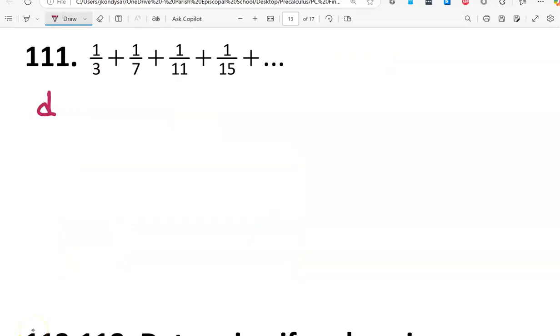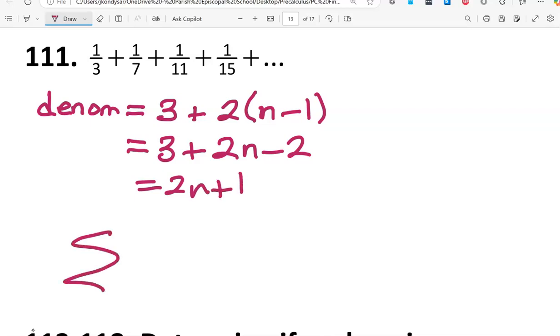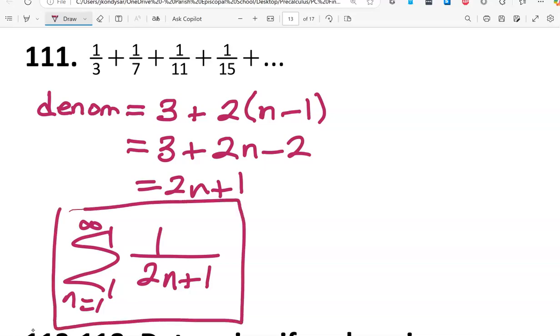In 111, we can observe that our denominators form an arithmetic progression. So the arithmetic progression is first term of 3, and then we add the common difference times n minus 1, and the common difference is 2. And so the denominators have a general term of 3 plus 2n minus 2, or 2n plus 1. So that means that the general term in our sigma should be 1 over 2n plus 1, and n starts with 1, and we see by the plus dot dot dot at the end that this is an infinite series or has no end, so the upper limit of summation is infinity.